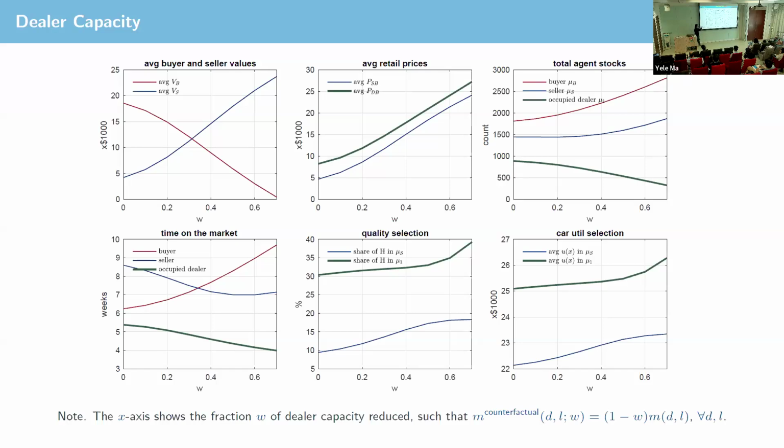So you can see that when we kill dealers, consumers' expected value in the market goes down and sellers become better off. This is intuitive, because when you have fewer dealers, you have to rely more on sellers. Sellers will have a better bargaining position. They feel better and can charge a higher price. When the sellers' price becomes higher, the general equilibrium effect pushes up the dealers' price. So consumers are going to be worse off.